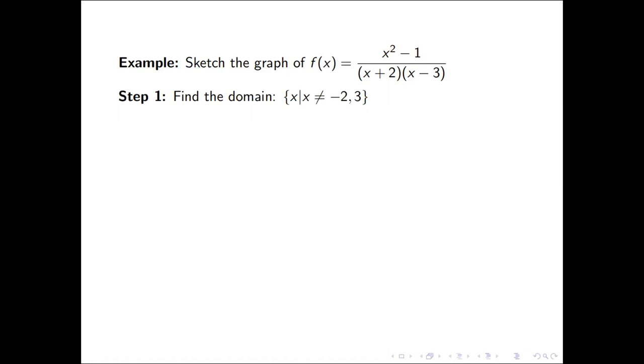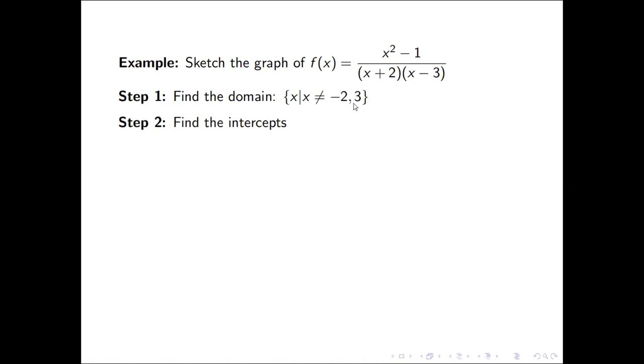As opposed to polynomial functions whose domain is always the set of all real numbers, since it's always defined no matter what the value of x is, for rational functions, since we have a denominator and division by 0 is not allowed, that means that we have to find the domain. If you inspect the function here, the denominator will become 0 if x is negative 2 or positive 3. So that means the domain is all real numbers x except those 2 values.